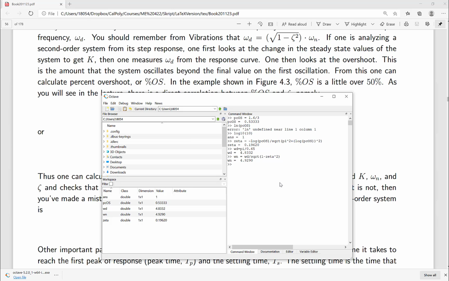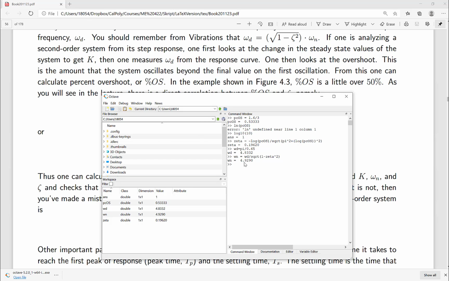And notice that if we compare these two numbers, omega d and omega n, omega n is greater than omega d. So what that means is that the damped system is a little bit slower than the undamped system. The system would oscillate at omega n if it had no damping, but with the damping it oscillates a little bit slower.